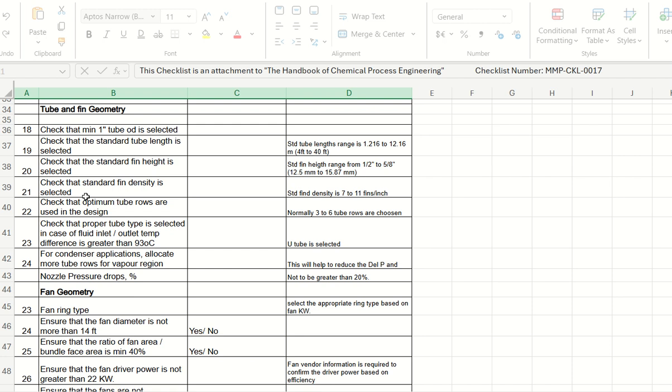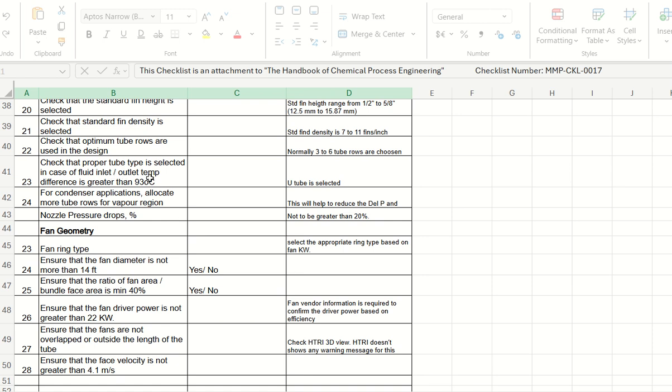Check that the standard fin density is selected. Check that the optimal tube rows are used in the design. Standard fin density is 7 to 11. Normally 3 to 6 rows are chosen. Check that the proper tube type is selected. In case the fluid inlet and outlet temperature difference is more than 93 degrees C, then you select U-tube type. For condenser application, allocate more than 2 rows for the vapor region. This will help to reduce the delta P.